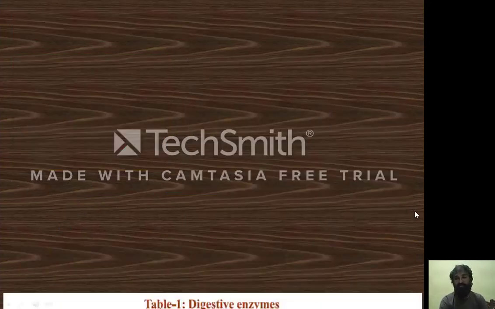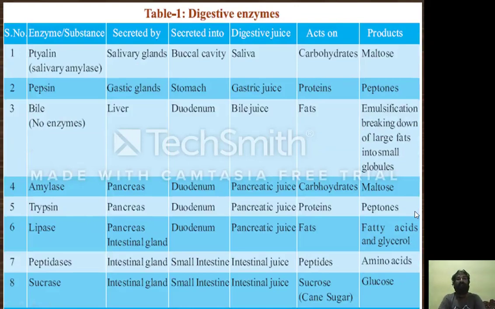Now you see the next slide. These are the digestive enzymes. We already discussed digestion in the mouth and digestion in the stomach. In the mouth the salivary glands are present. The salivary glands release an enzyme called ptyalin, which is also called salivary amylase. These salivary glands release the ptyalin enzyme into the buccal cavity, along with the saliva. The saliva mainly contains the ptyalin enzyme, which acts on carbohydrates and converts them into maltose sugars.